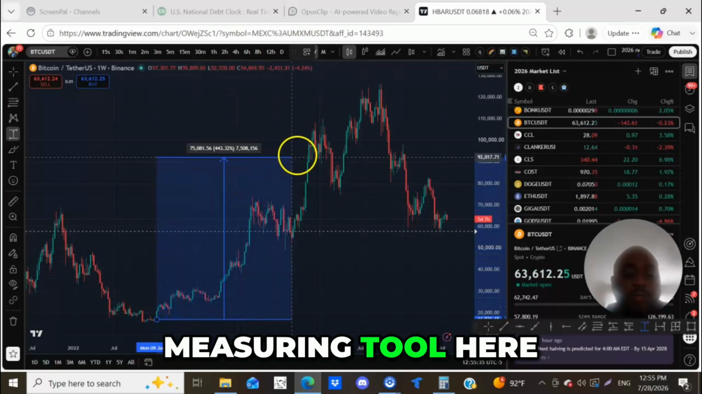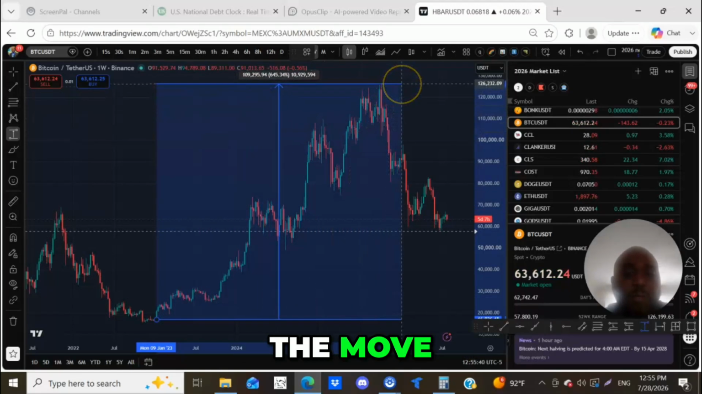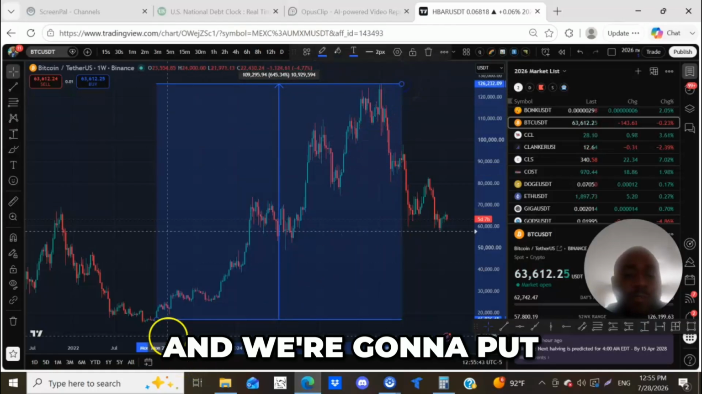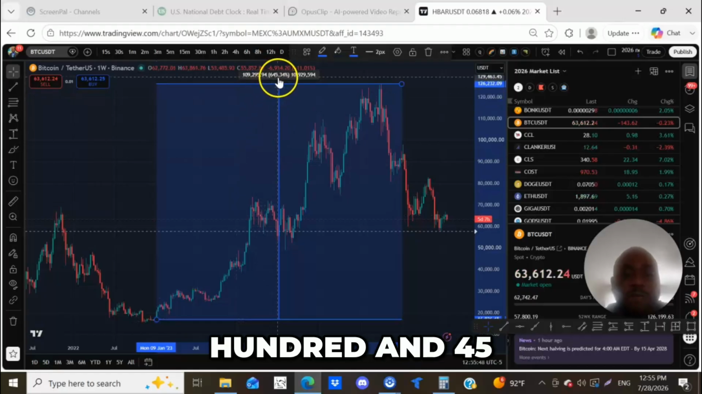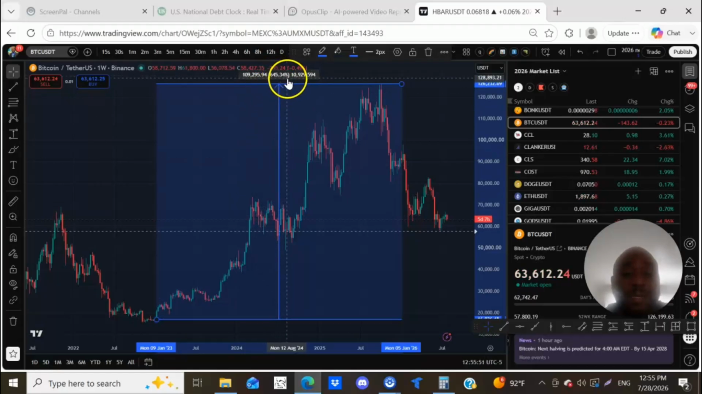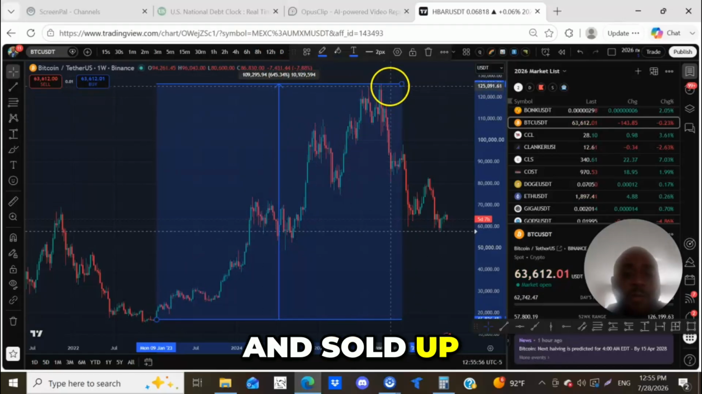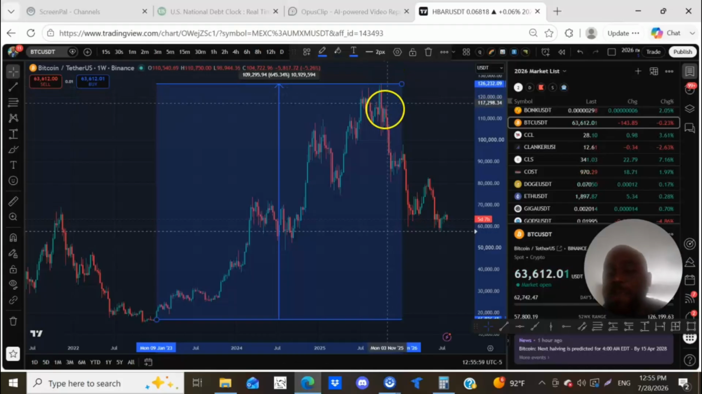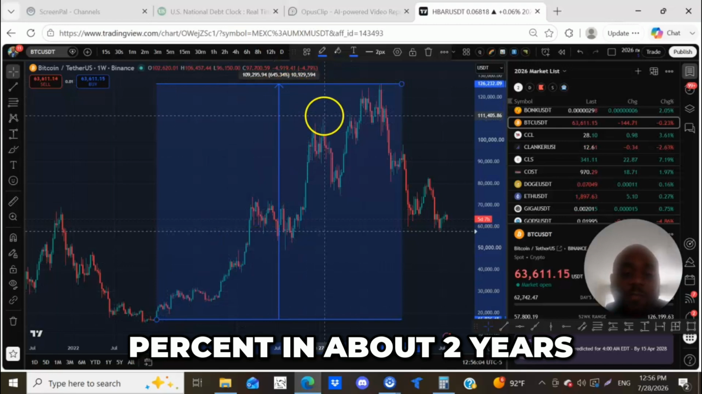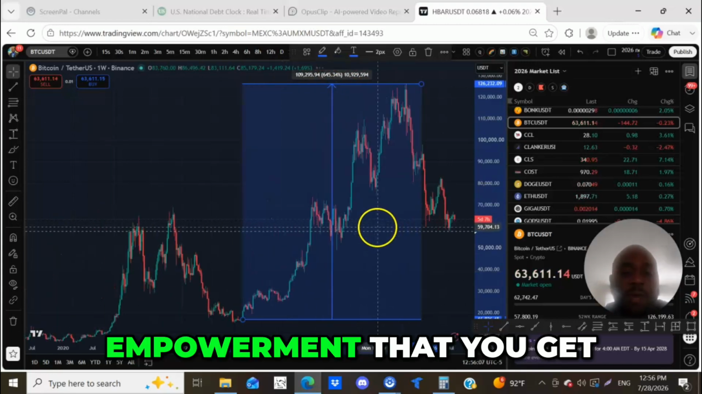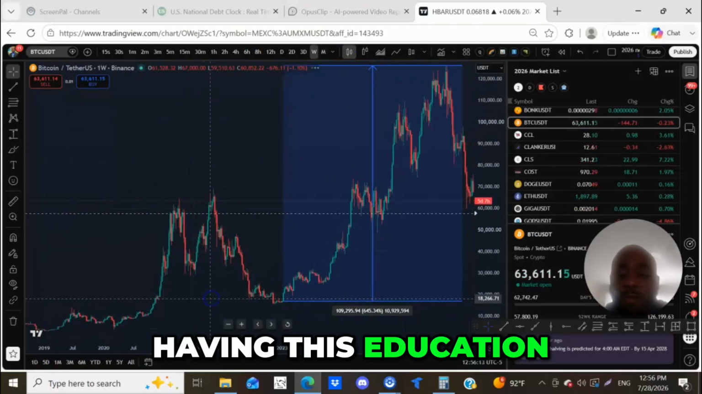But I got my measuring tool here. I'm just showing you how powerful this is, right? So what it is measuring is the move of this asset. And we're going to put it right there. So if you were buying here in 2023, you had a 645% earnings on your money if you bought from the bottom and sold up here. Amazing. I don't think y'all know how powerful that is. 645% in about 2 years, right? So this is the empowerment that you're getting through this, having this education. And that's what I'm just showing you today.